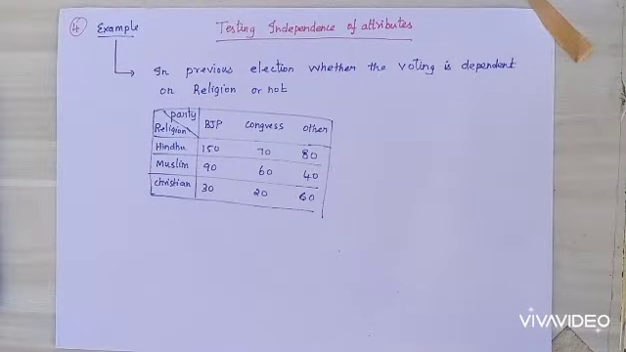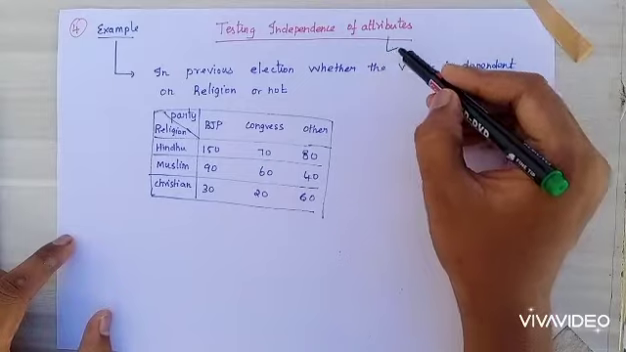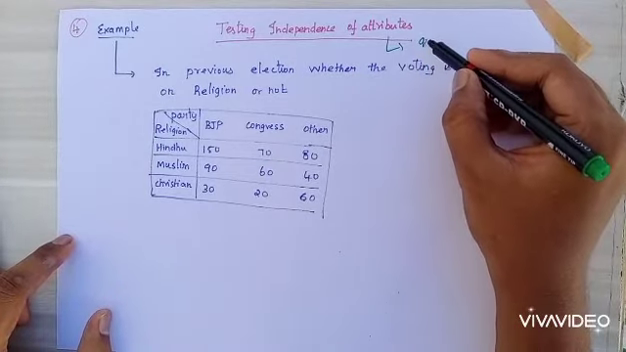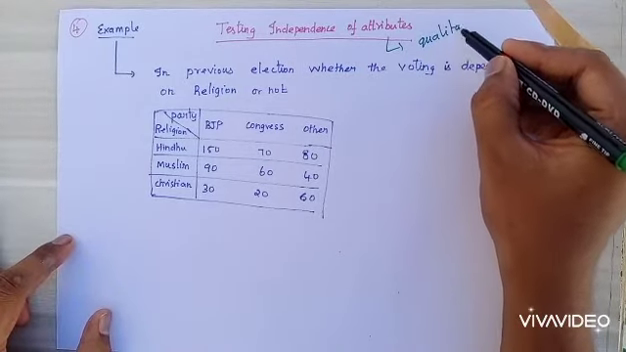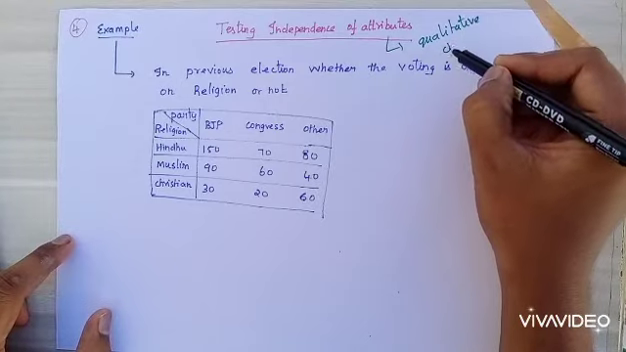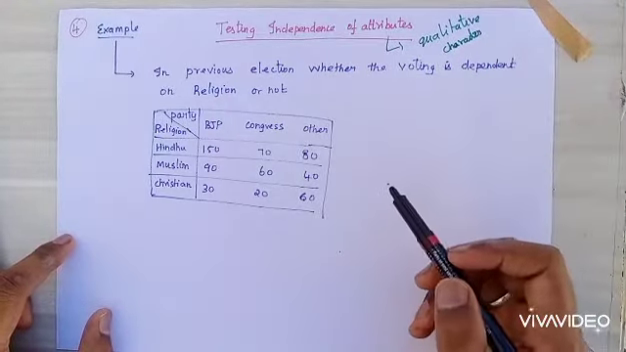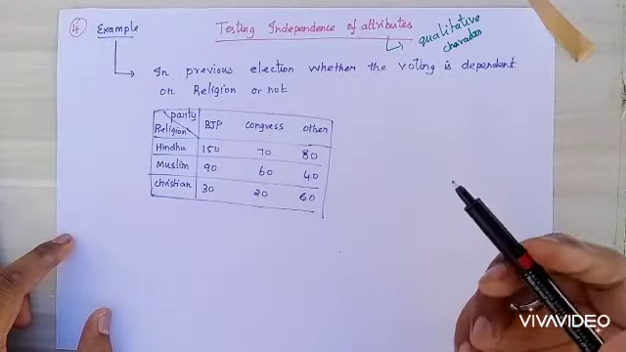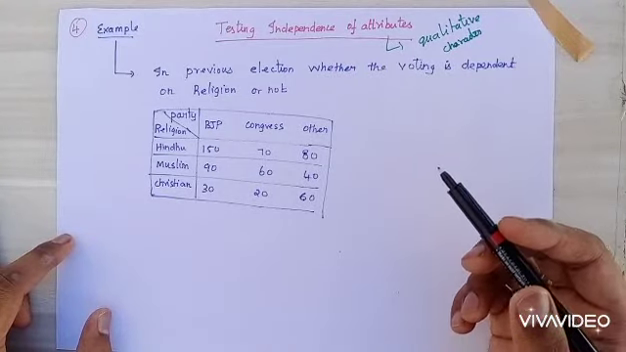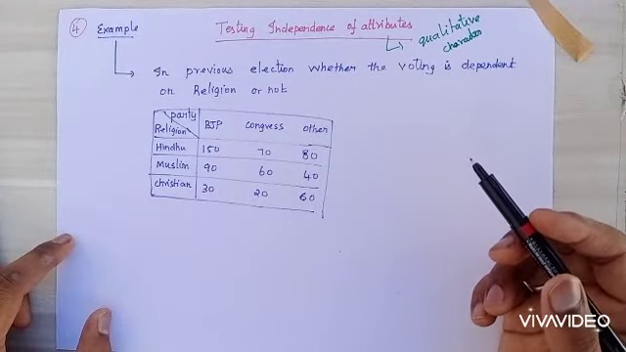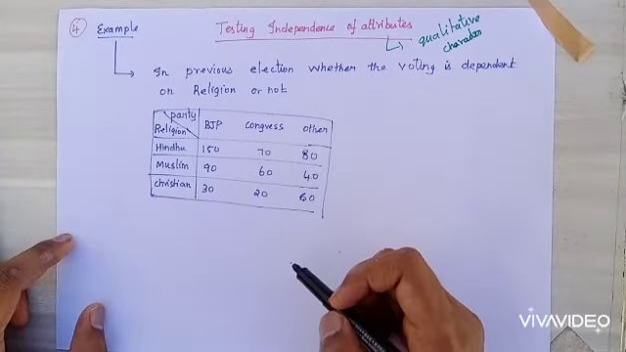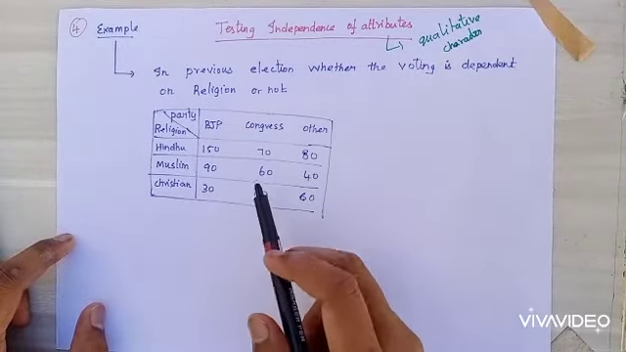What is the meaning of this one? Here the word attributes means a character, a qualitative character. So that is attributes. So we want to test whether the two attributes are dependent or independent by using chi-square. For this we will see one example.